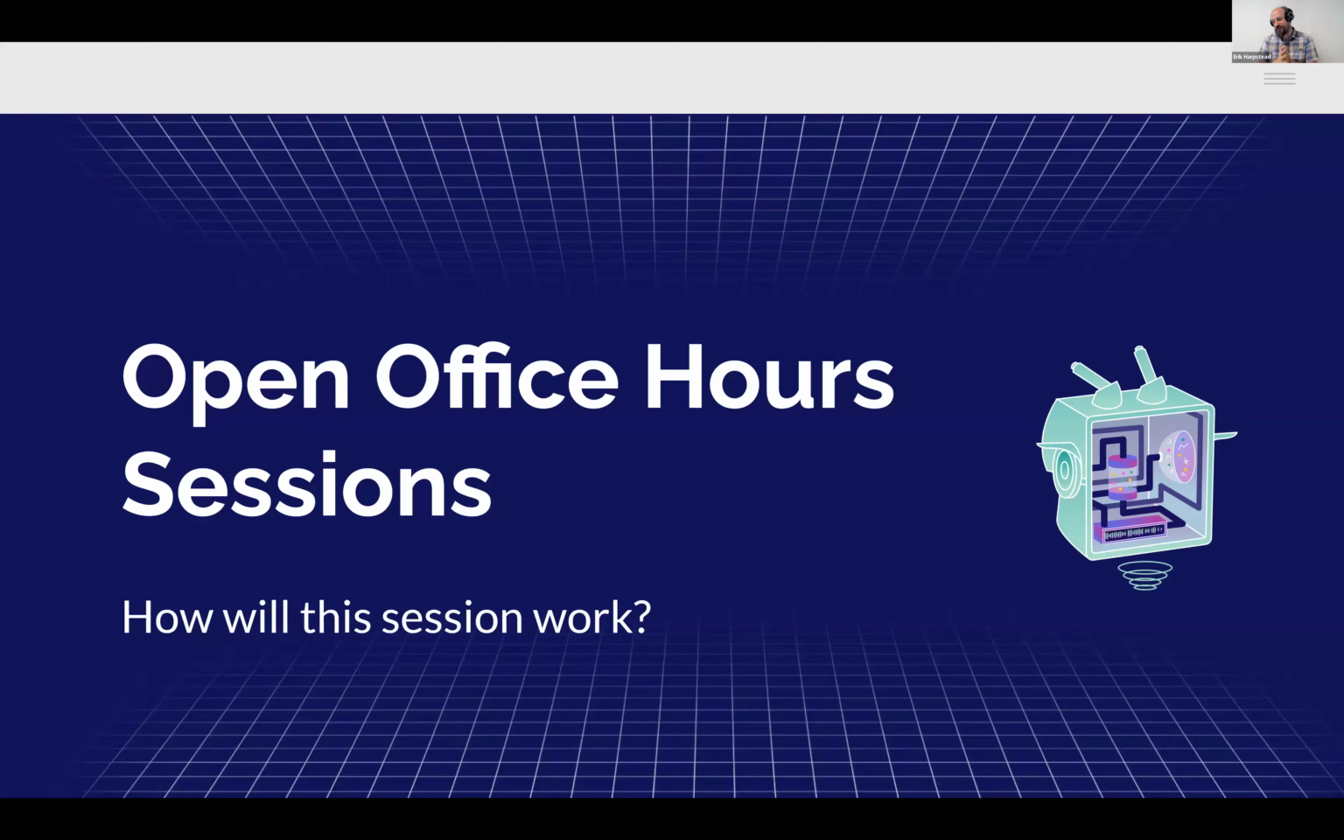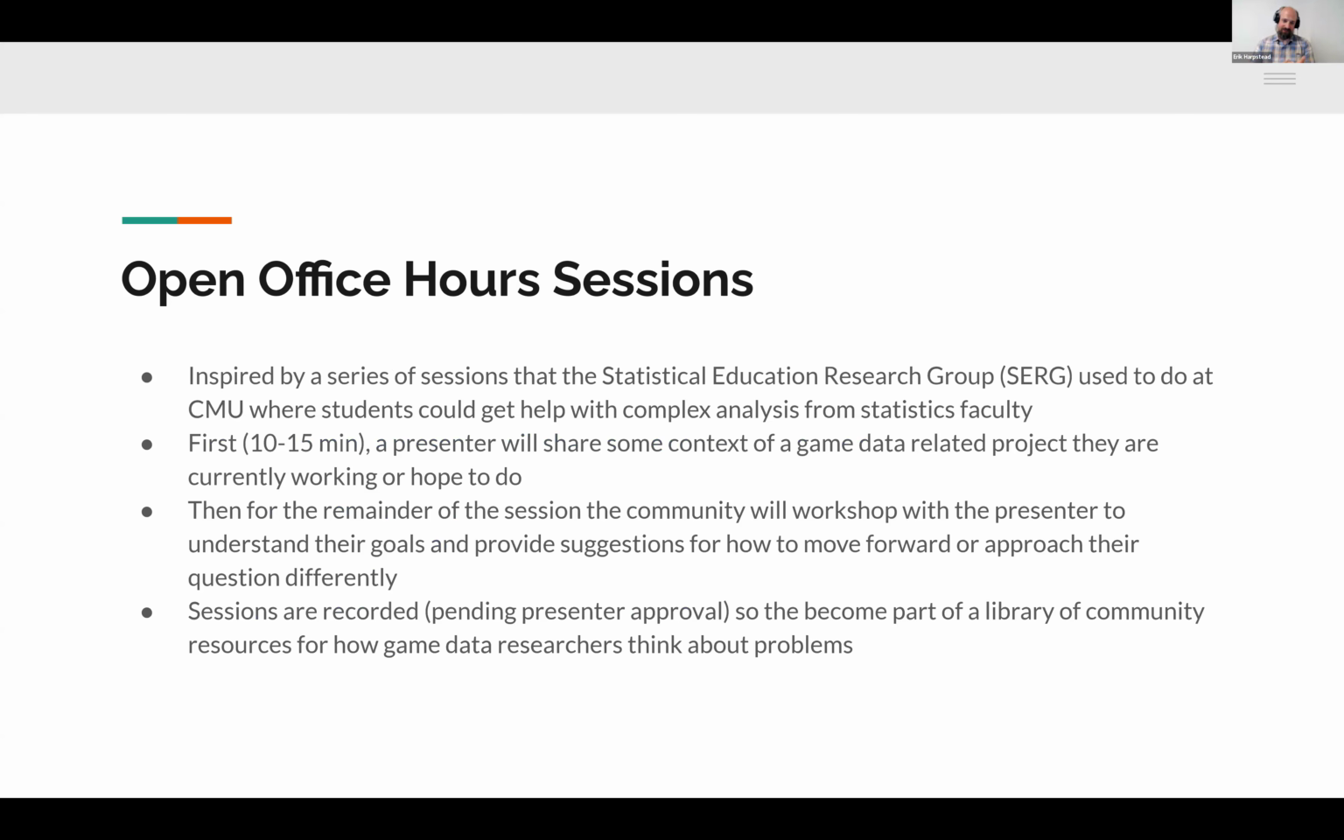These open office hour sessions are inspired by a series of sessions that used to happen at the Statistical Education Research Group here at Carnegie Mellon, where somebody, usually a postdoc or a PhD student who had a problem with their research, would go and talk to a member of the statistics faculty and say, here's my research question, here's what I'm trying to do, here's all my R code, here's all my data, what's going on. And often that faculty member would come back with, okay, well, what is your real question? They'd ask about their motivations, and then walk them through what they should be doing differently. But the twist is that they would do it publicly. Anybody else could just sit there, attend, and watch experts thinking in process.